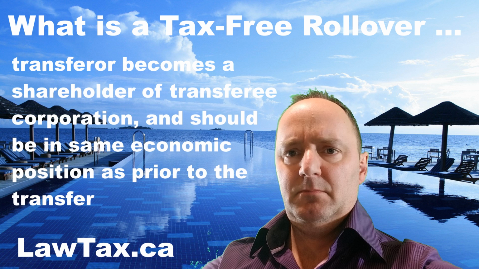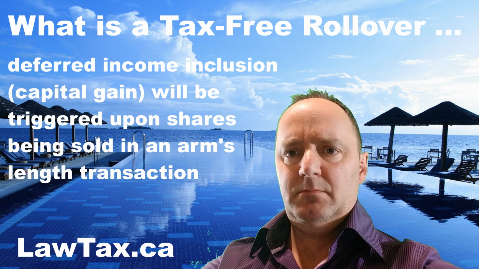Therefore, the adjusted cost base of the shares that they receive should be exactly equal to the adjusted cost base of the asset transferred. Now, the deferred income inclusion, hence capital gain, will be triggered if the shares are sold in an arm's length transaction. Similarly, the corporation would retain the adjusted cost base of the transferred property. This is the basic concept behind a pure tax-free rollover.